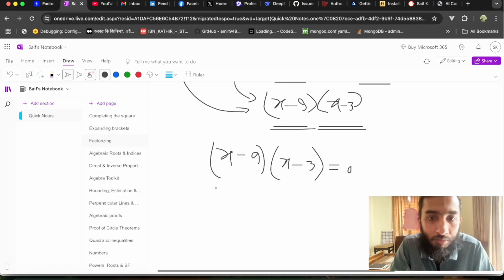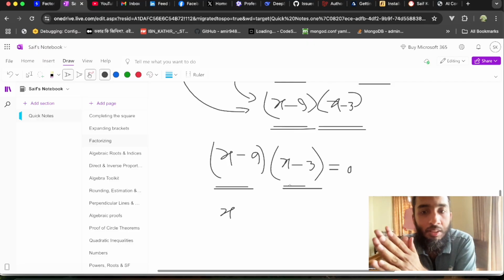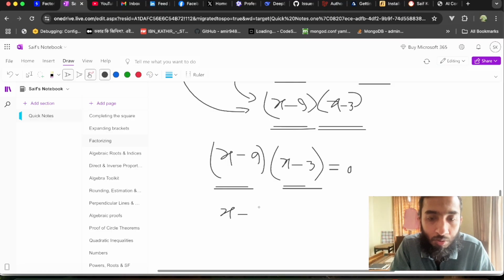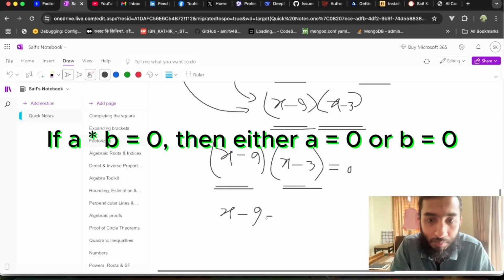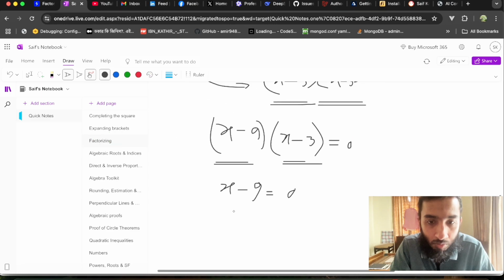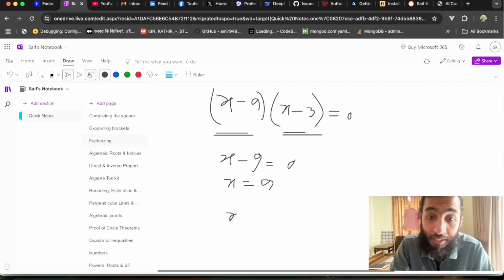So how can you solve x? The product of two expressions, x minus 9 multiplied by x minus 3, is 0. Because the product of these two is 0, at least one of them must be 0. So if I write x minus 9 as 0, we get x is 9, and if x minus 3 is 0, at least one of them is definitely 0. That's why the product is 0.